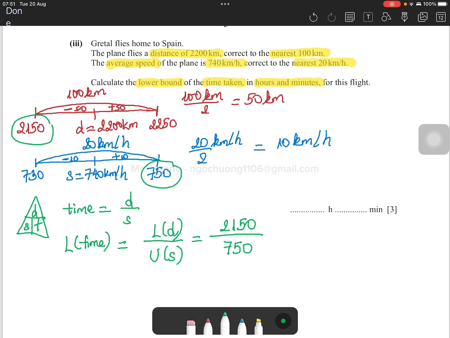Here it is. And the answer for this is 2.87 hours. So I'll split it into 2 hours and 0.87 hours multiplied by 60 minutes, which is 52 minutes. So the answer is 2 hours and 52 minutes.